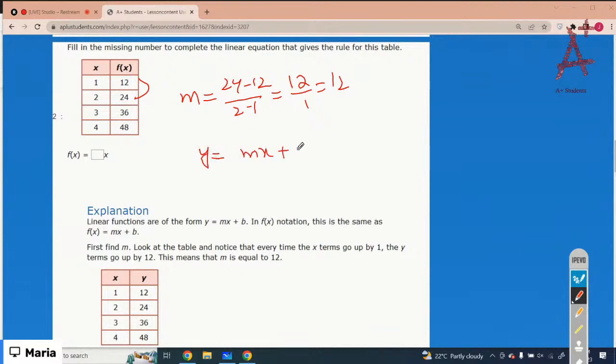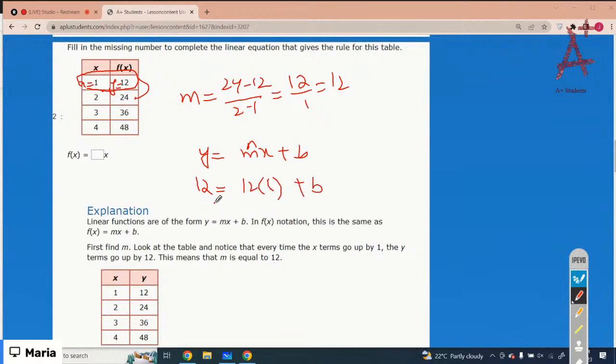Y equals mx plus b. You have the value of m. Use any points from the table and find the value of b. Let's suppose I'm using this one. This is x and this is y. So just replace the y. Y is 12, m is 12, x is 1, plus b.